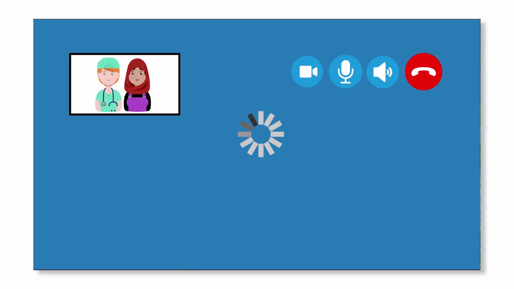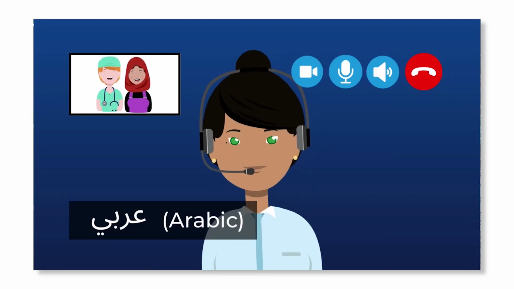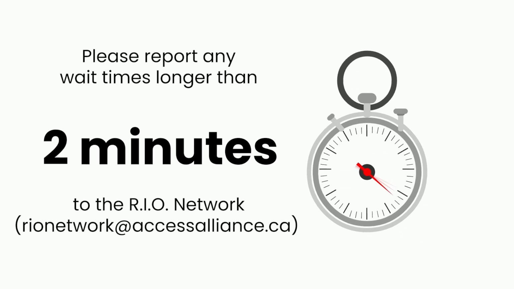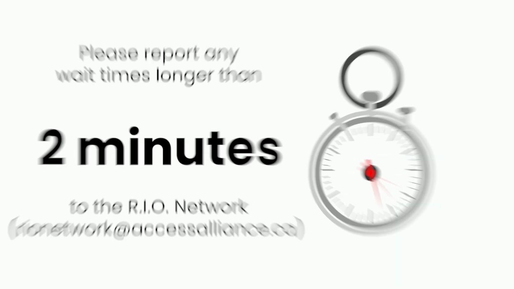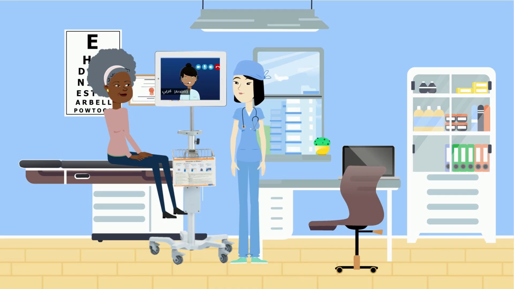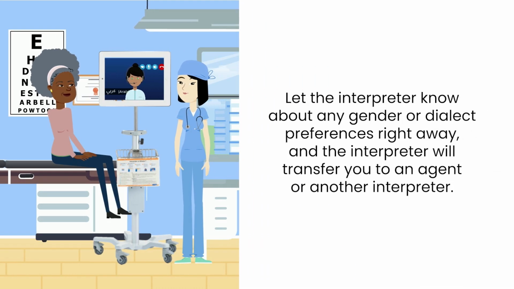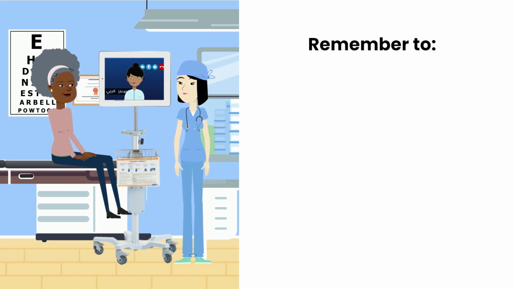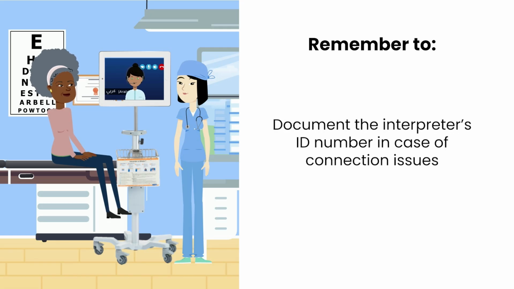Calls are typically answered within 30 to 60 seconds. Please report any wait times longer than 2 minutes to the Rio network. If an interpreter answers the call, let them know about any gender or dialect preferences right away, and the interpreter will transfer you to an agent or to another interpreter. Once the connection is made, remember to document the interpreter's ID number in case of connection issues.